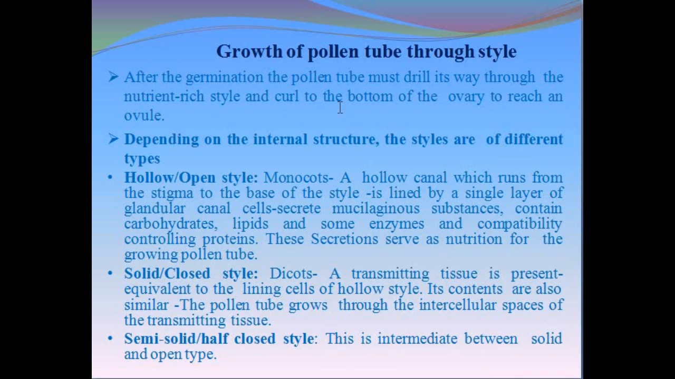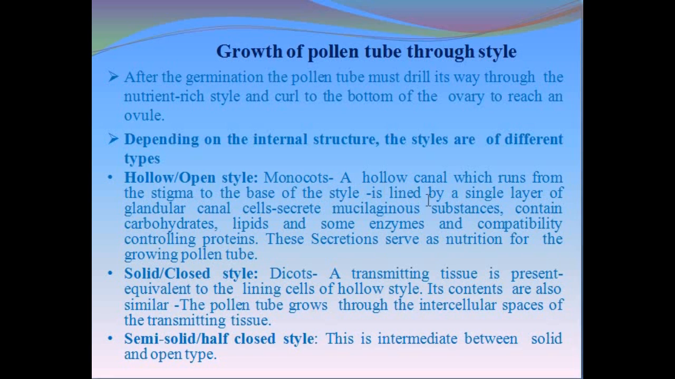The second step is called growth of the pollen tube through the stylar region. After the germination, the pollen tube must drill its way through the nutrient-rich style and curl to the bottom of the ovary to reach an ovule. Depending on the internal structure, the style of a pistil is categorized into three types. First one, hollow style. Second one, solid style. Third one, semi-solid style. Hollow styles are otherwise known as open styles, which are mostly found in monocot plants.